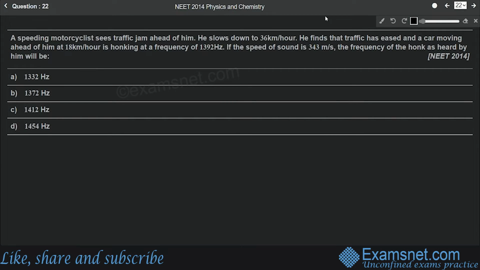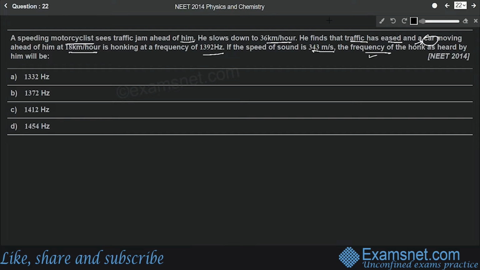Question number 22 is from the chapter Waves, and the question is: a speeding motorcyclist sees traffic jam ahead of him. He slows down to 36 km per hour. He finds that traffic has eased and a car moving ahead of him at 18 km per hour is honking at a frequency of 1392 Hz. If the speed of the sound is 343 meter per second, then the frequency of the honk as heard by him will be. Okay, so we have to find the frequency of the honk of car.